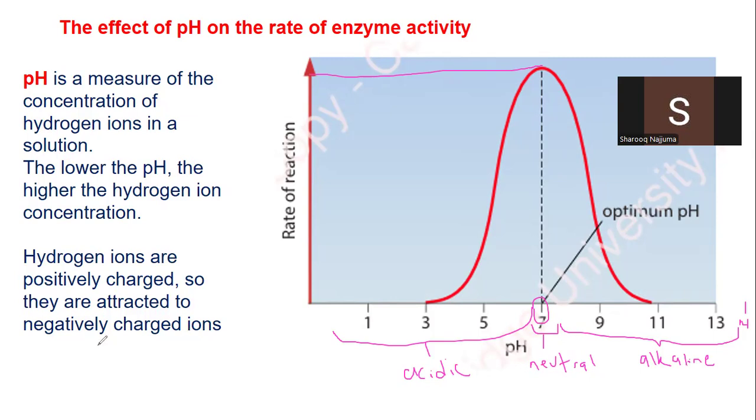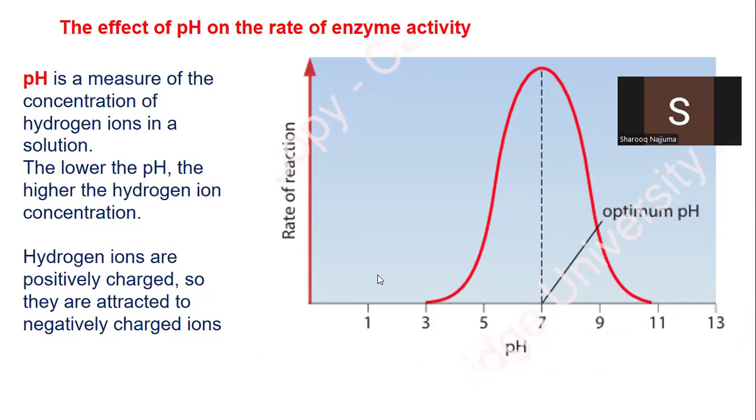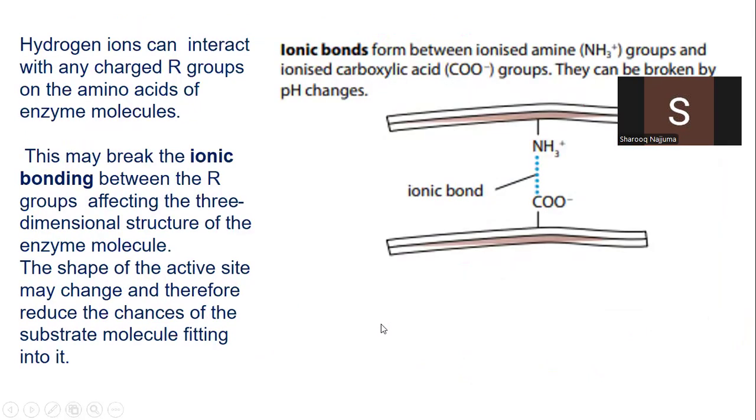So the question is, how does pH affect an enzyme? We are going to look at an example of the hydrogen ions which make the pH low or acidic. Remember that hydrogen ions have a positive charge. And when you look at enzymes, remember, they are globular proteins. They have a 3D shape. And that 3D shape is possible because of the bonds between the different R groups of the amino acids that make up the enzyme.